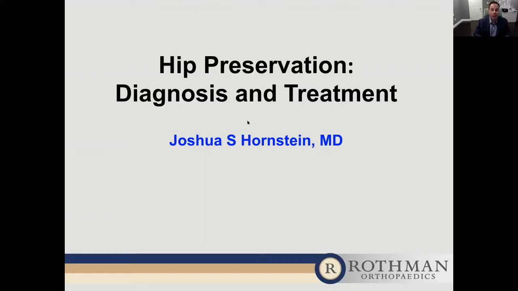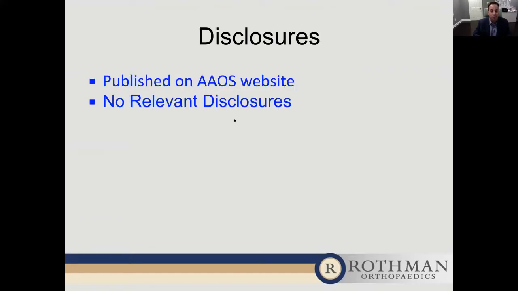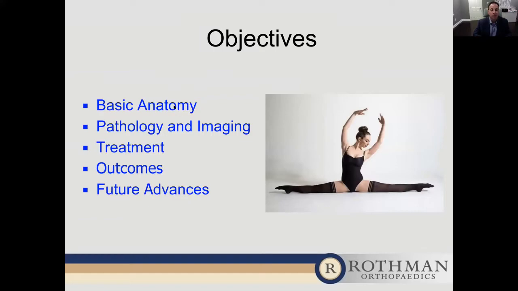Okay, so my talk is hip preservation, diagnosis, and treatment. I have no relevant disclosures for this particular talk. First, we're going to talk about basic anatomy. We'll talk about pathology and imaging, both very important things, especially the imaging in the hip. And we're going to talk about treatment, a little bit about outcomes, and then where we're going in the future with how we preserve your hip.